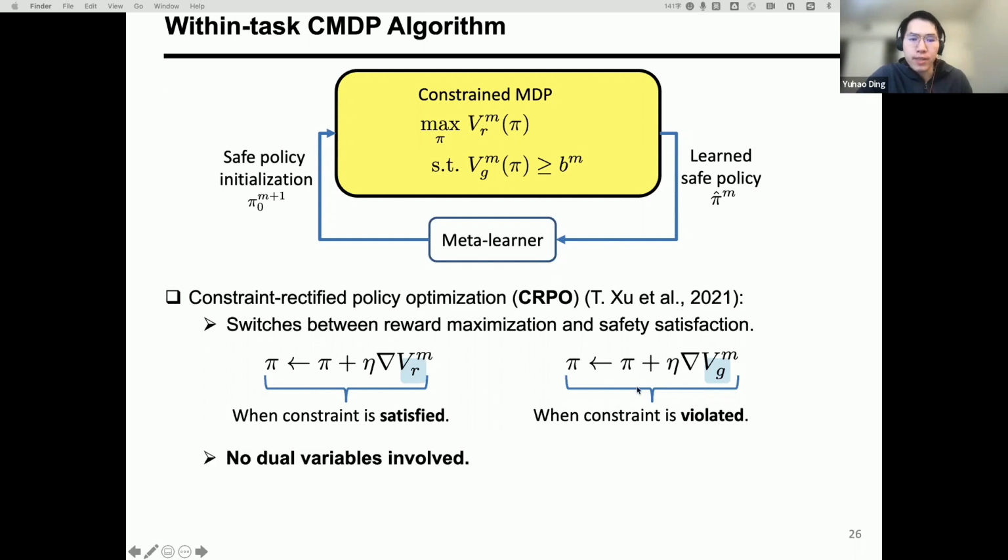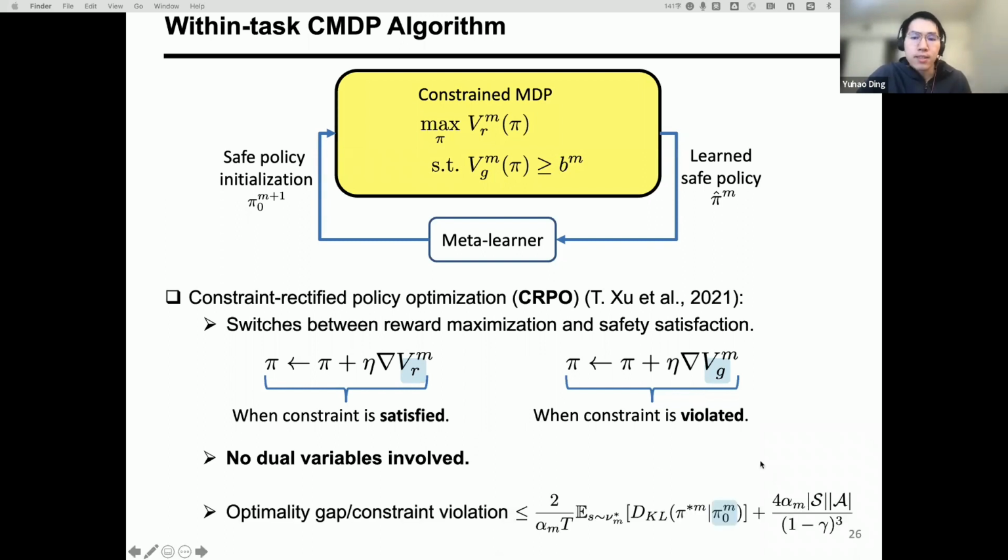And the main property of this method is that it doesn't require involving the dual variable. And therefore, when we do the meta-initialization, our meta-learner does not need to learn the meta-initialization for the dual variable. And therefore, it makes the outer-loop meta-learning much easier. And under some mild conditions, this algorithm also enjoys provable guarantees on the suboptimality gap and constraint violation.